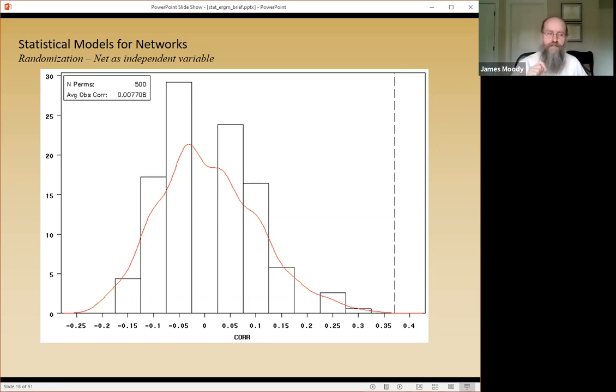The main difference is that instead of a single vector being your dependent variable, it's this n by n array that we call an adjacency matrix, and that whole adjacency matrix is your dependent variable. Does that make sense? Great. Thank you.